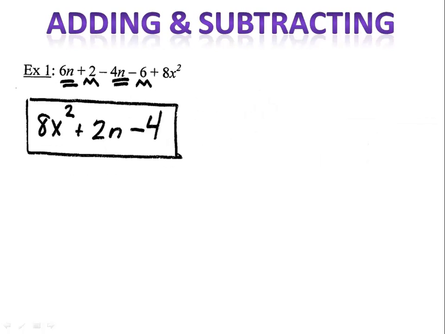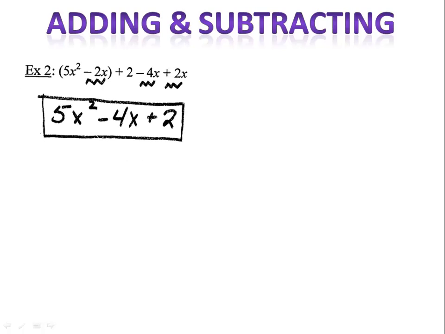Some important things to remember when you're adding and subtracting is that really all you're doing is combining like terms. In the first example here, I have 6n and minus 4n. That's 2n. I have a 2 and a negative 6. That's minus 4. And I have 8x squared.